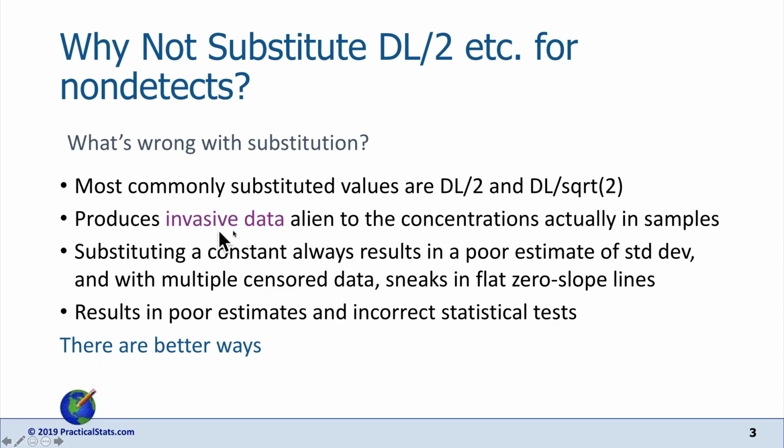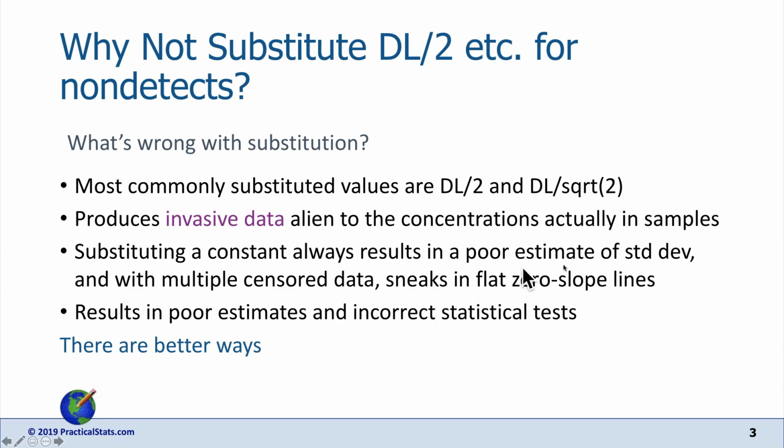Because they put in what I would call invasive data. It's data that you've just made up. It's alien to the concentrations you actually measured and had single numbers for. So you're putting in not just one number and not just 1 or 2 numbers, but you're putting in a series of numbers. And if they're all the same, that's a pattern. And it's a pattern that the trend analysis procedure will see in a certain way.